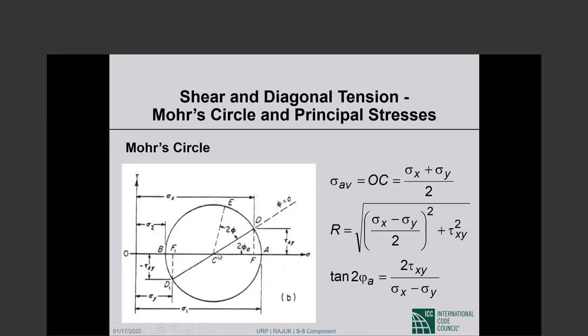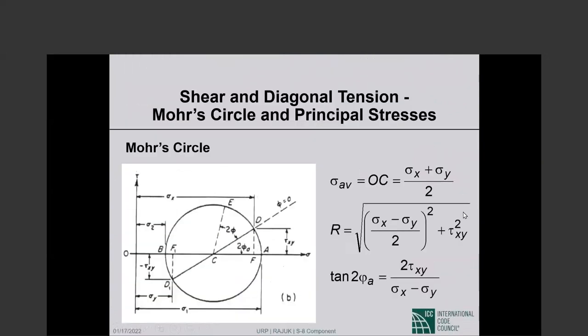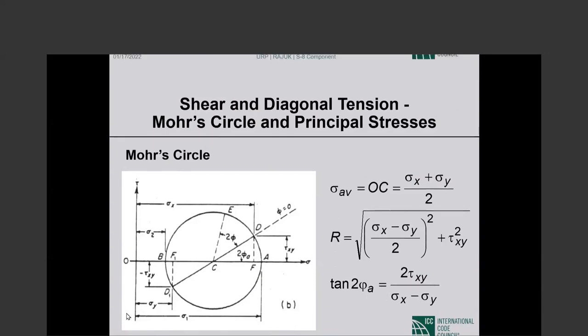The radius R is, so this distance CF is sigma x minus sigma y, the distance FF1, divided by 2. So this is sigma x minus sigma y divided by 2, and the vertical distance is tau xy. So the radius is the square root of this distance squared plus that distance squared, which is equal to this. And the tan of this angle is as shown here.